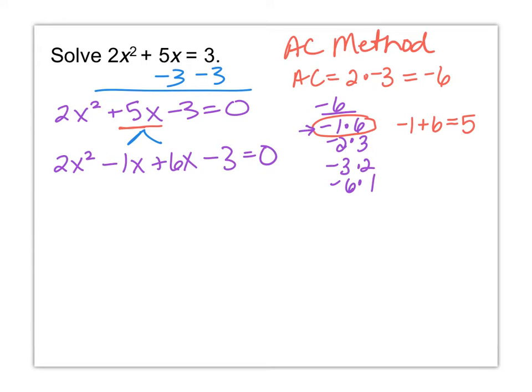Now we can factor by grouping. Look at the first group and determine the greatest common factor of that group. The greatest common factor is x.